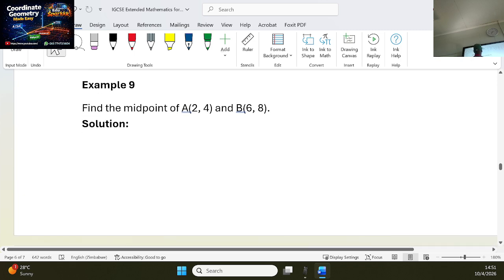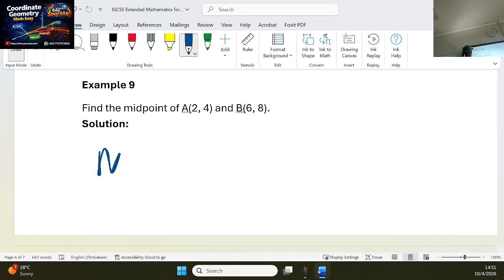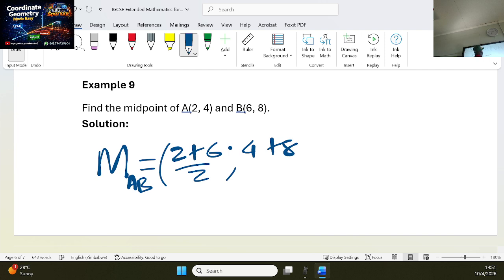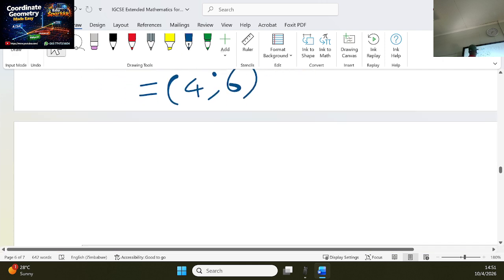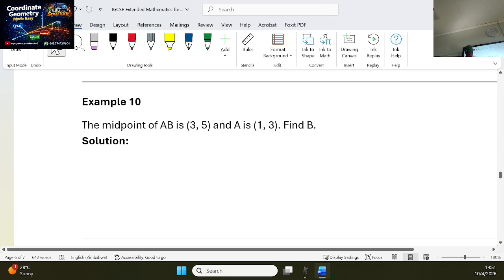Find the midpoint of those given points. If I want the midpoint, which is normally denoted as capital letter M, I can say midpoint AB. This will come from the average of 2 and 6, as well as the average of 4 and 8. And as I do so, this gives me 8 over 2, so the coordinate will be 4 there. And this gives me 12 over 2, that will be 6. So those are the coordinates of the midpoint of that particular line.